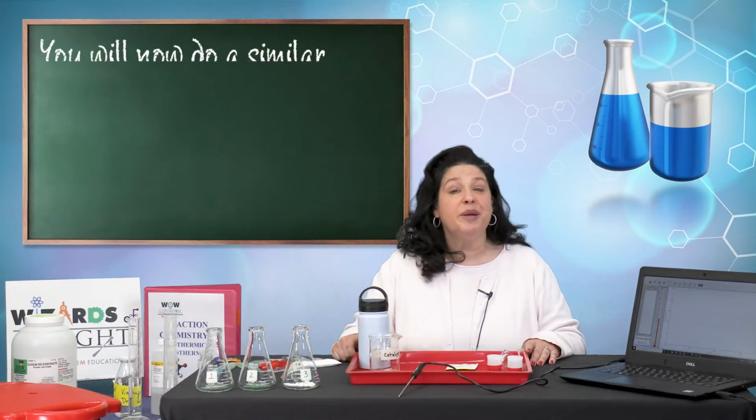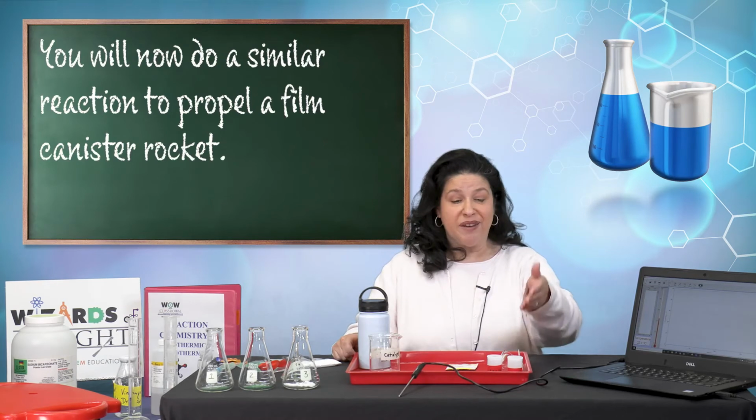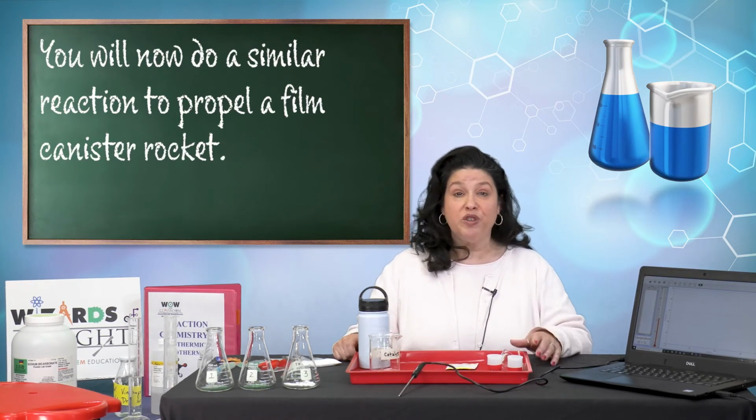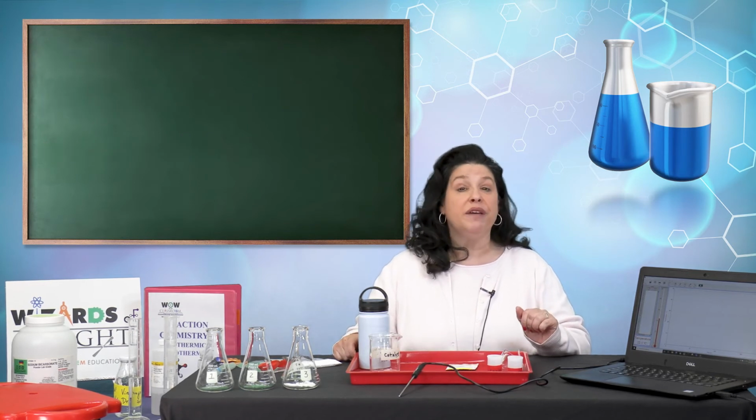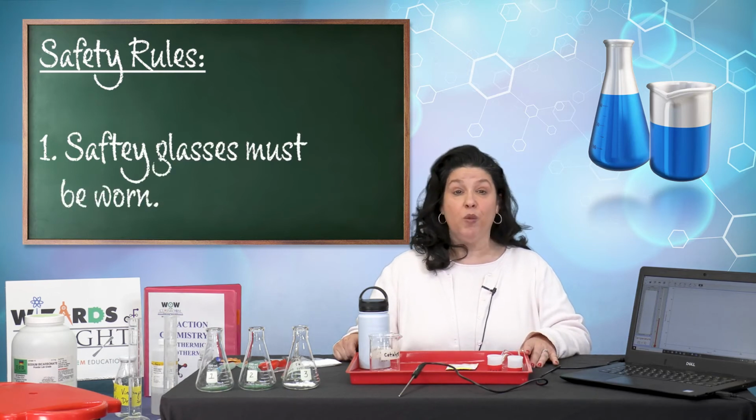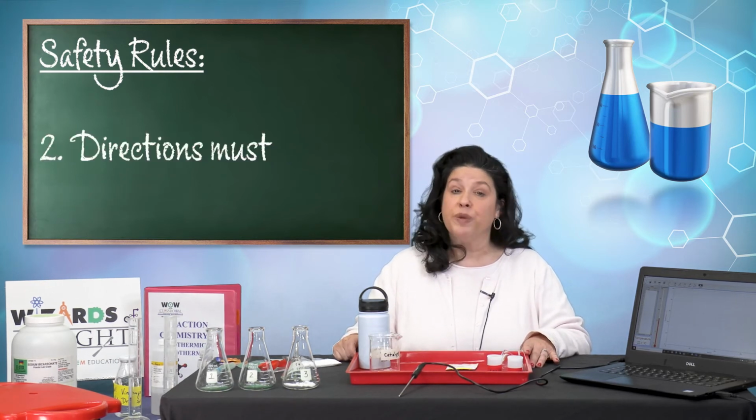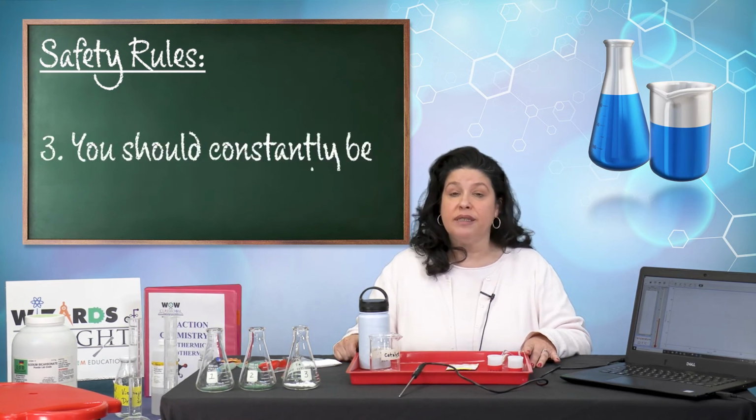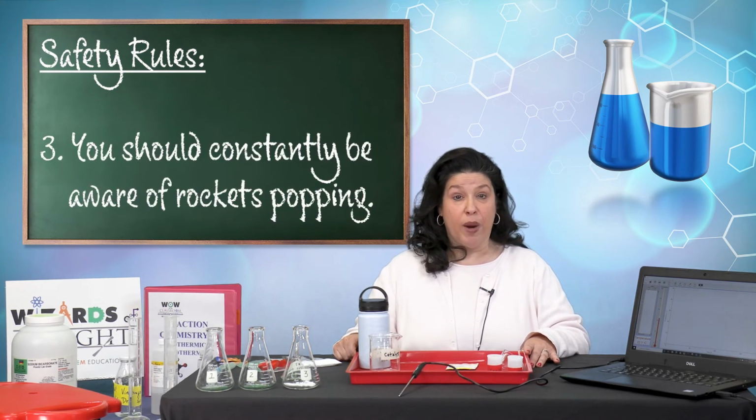You will now do a similar reaction to propel a film canister rocket. Teachers, let me go over the directions and then you can have your students get with a partner as you pass out materials. There are a few safety rules you need to follow. Number 1, safety glasses must be worn. Number 2, directions must be followed. And number 3, you should constantly be aware of the rockets popping around you.